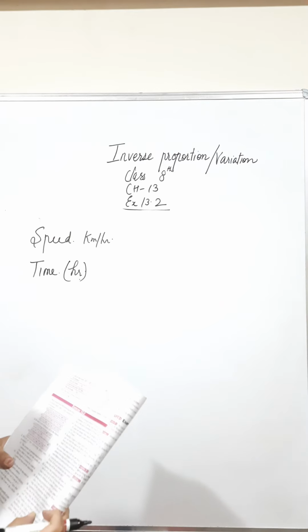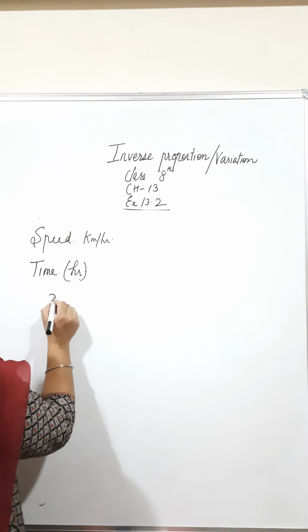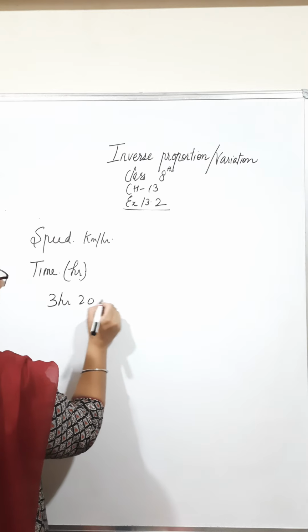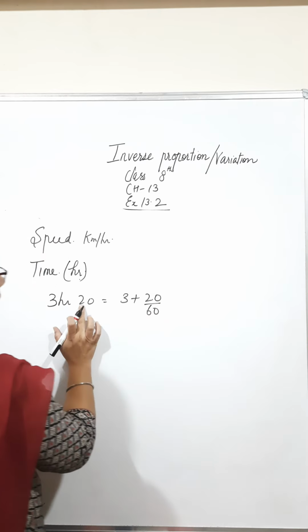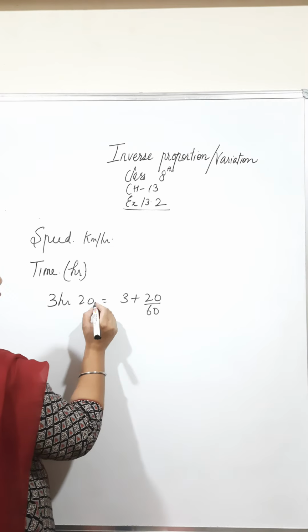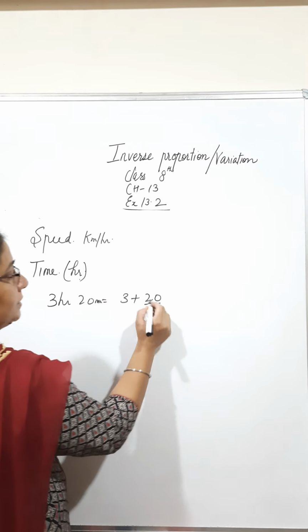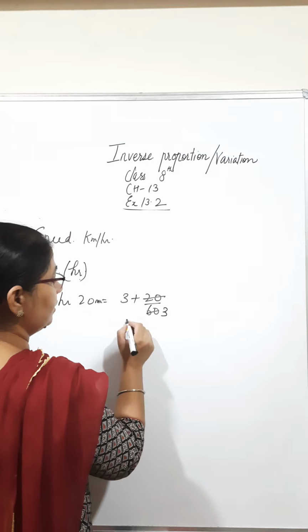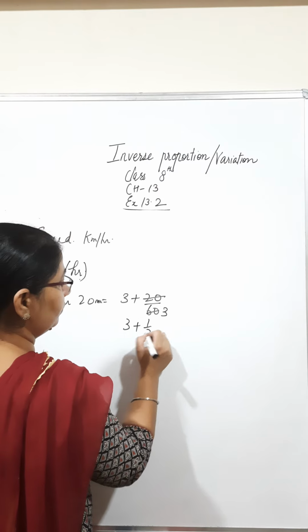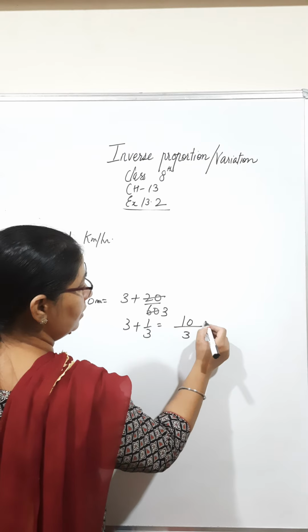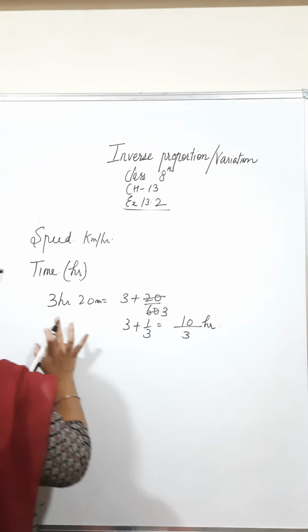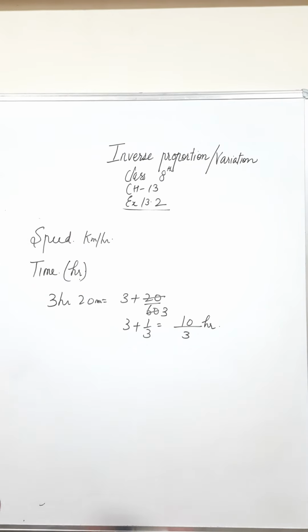How will we convert? First see this: 3 hours and 20 minutes will be equal to 3 plus 20 by 60, because the 20 minutes will also be converted into hours. 20 by 60: 2 ones are 20, 2 threes are 60, so it is 3 plus 1 by 3. LCM is 3, so 3 times 3 is 9, 9 plus 1 is 10. So 10 upon 3 hours is the conversion of 3 hours and 20 minutes.